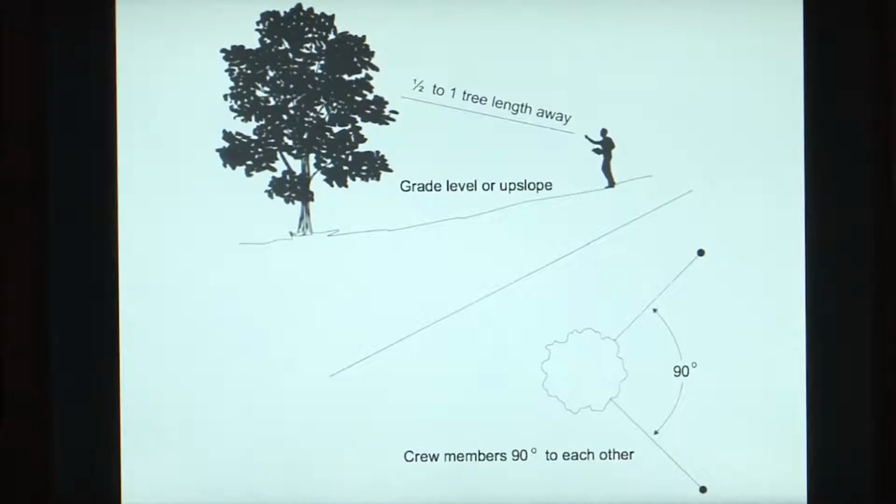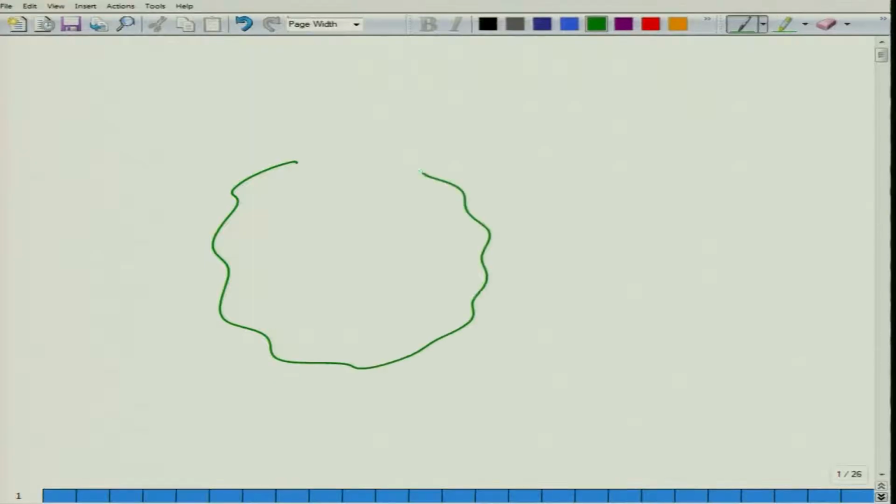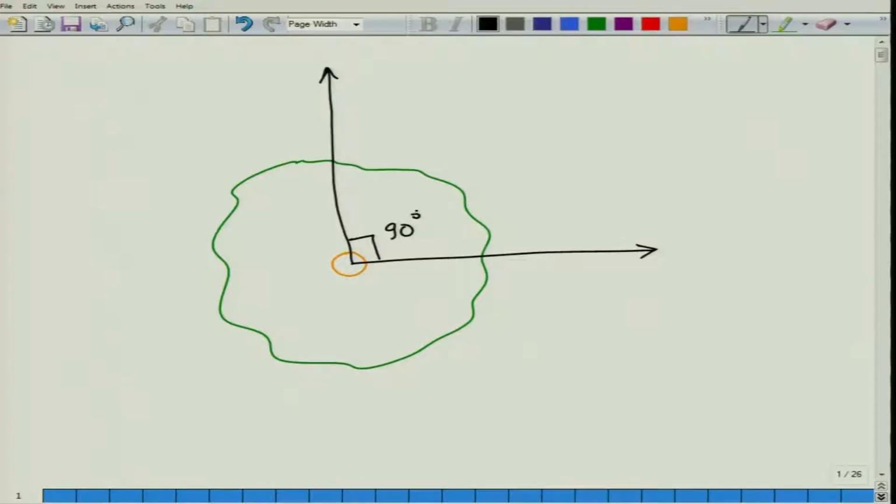So, for instance, if this is your canopy, we take measurements at 90 degrees. Suppose this is your tree stem. If you take one measurement along this direction, the other measurement has to be at 90 degrees from the first measurement. So, what do we measure? We measure a number of attributes.